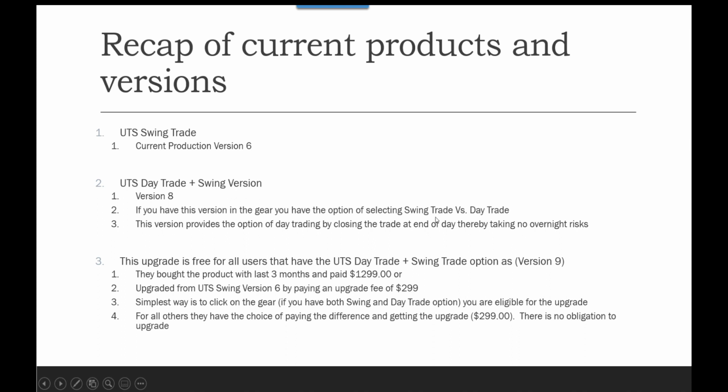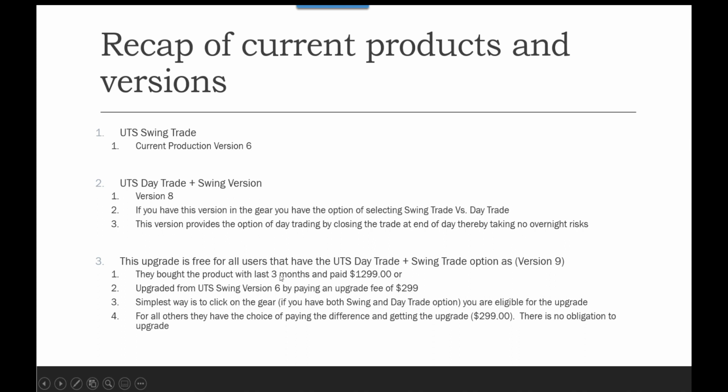Now, in this particular version, if you're on version 8 and you select the swing trade option, then the functionality is quite similar to the UTS swing trade version 6, right? The buy is very, very similar. The close in version 8 is better optimized, and clearly it works much better, obviously, for just day trading purposes. Now, what I've done is create an upgrade for the UTS day trade plus swing trade option, which is version 9, which is what I'm going to talk about in this tutorial. I'll show you a little bit about how it compares to version 8, and in a way how it compares to version 6 as well.